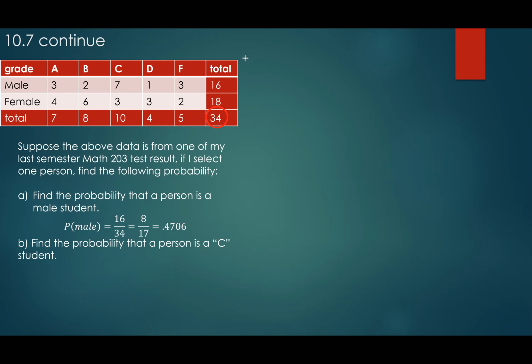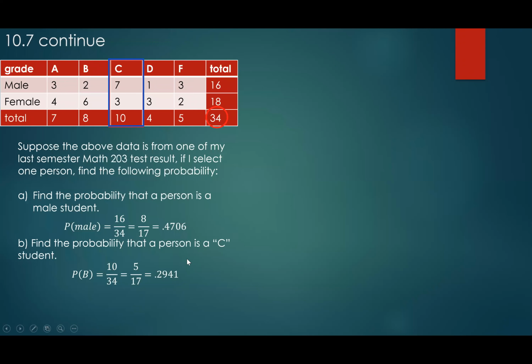Similarly, for B, they ask you to find the probability that a person is a C student. Looking at this, this is my C student, here. How many C students do I have? In this case, my C students are 10. I have 10 C students out of the total of 34. As you can see, this is just a simple probability: 10 C students out of 34 total.